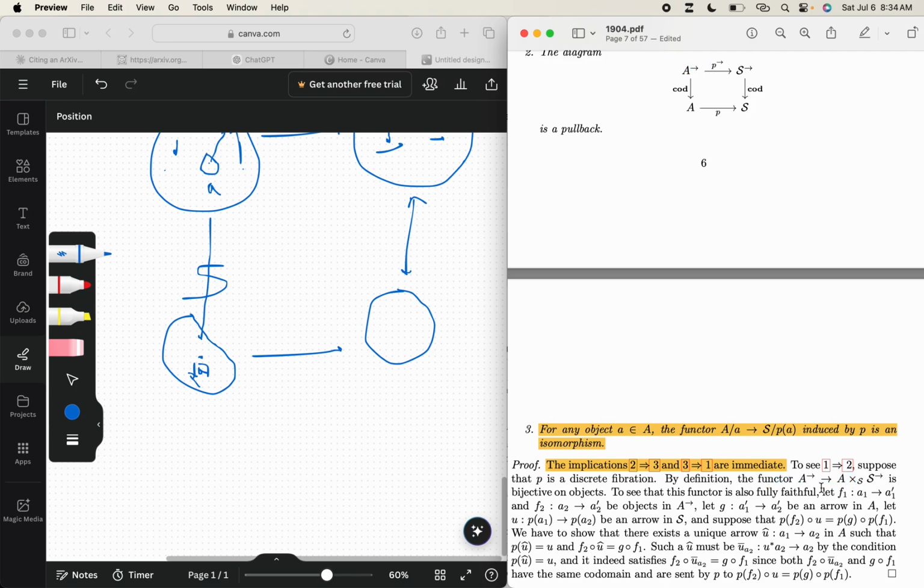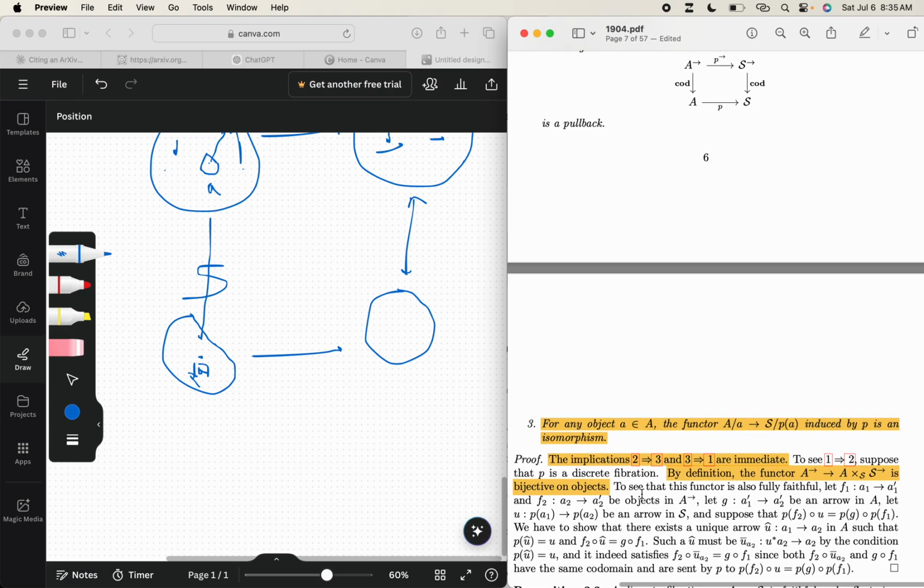So by definition, A has its own arrow category if this is the arrow category. And by definition, if A and S arrow have a pullback, it's bijective on objects. I need to study this. To see that this functor is also fully faithful, let F be an arrow. So there's this unique arrow.